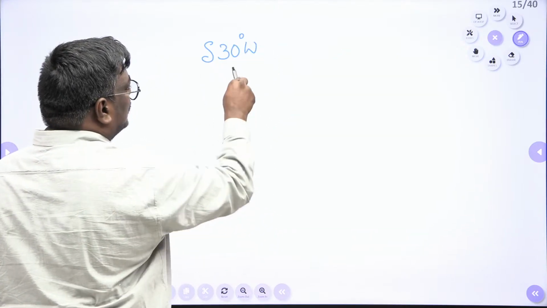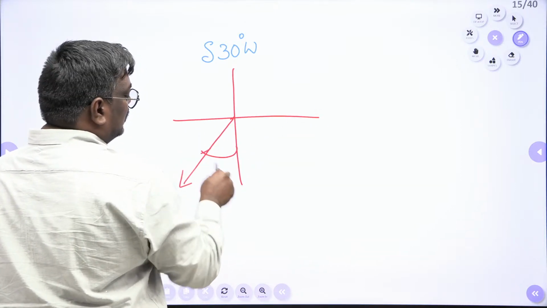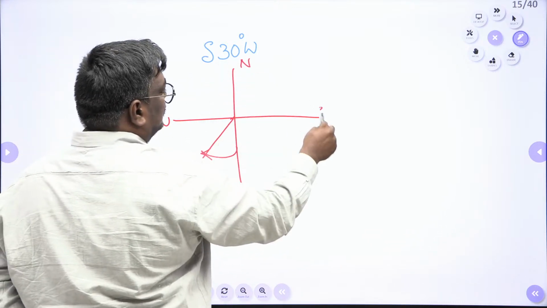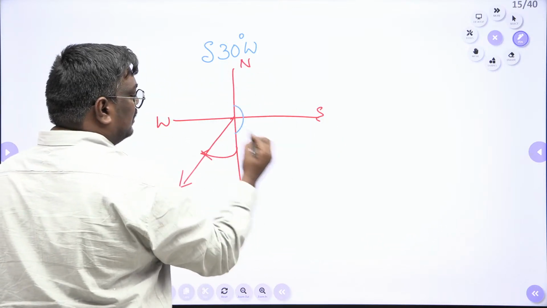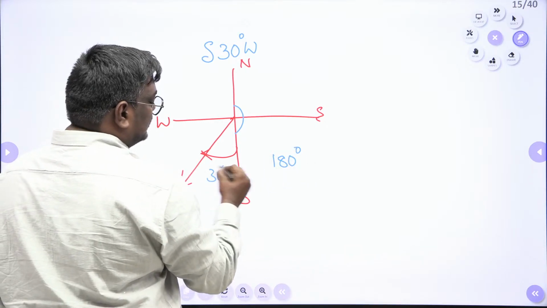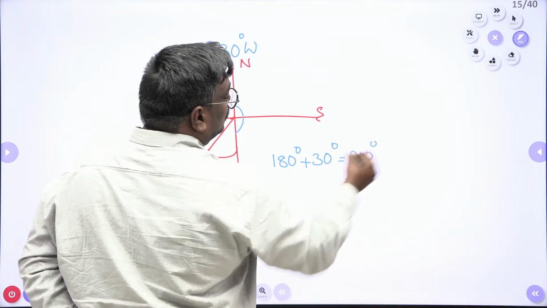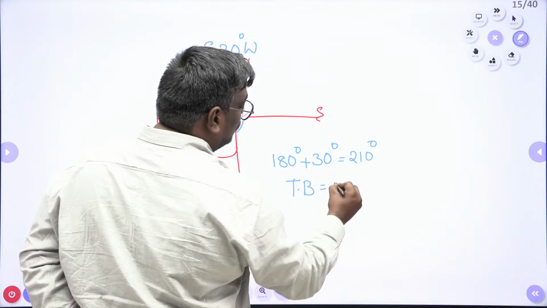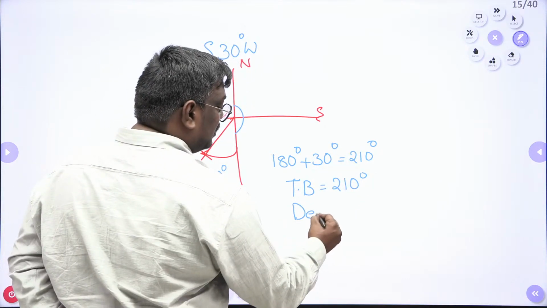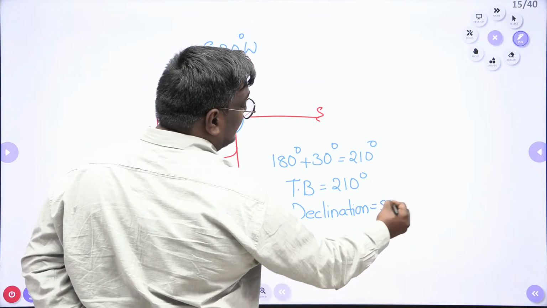When I talk about south 30 degrees west, here it is in which quadrant? Third quadrant. So this is south and this is west, and this is north and this is east. So what will be this angle? If you convert into whole circle bearing, this is 180 degrees plus 30 degrees, which is equal to 210 degrees. So true bearing is 210 degrees. Now see, students, declination is 5 degrees west.